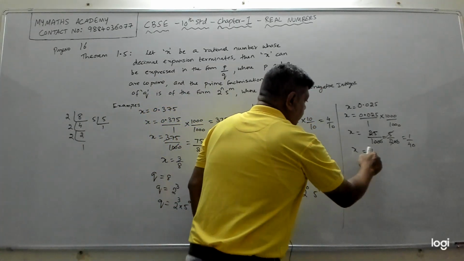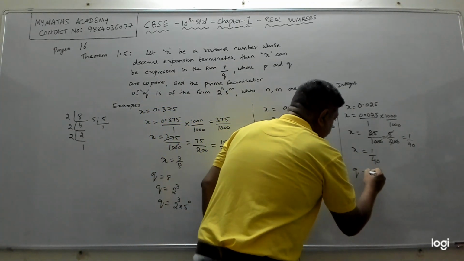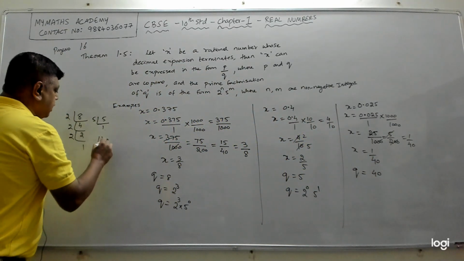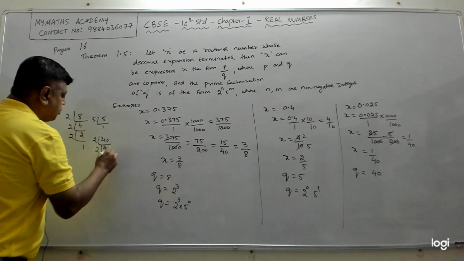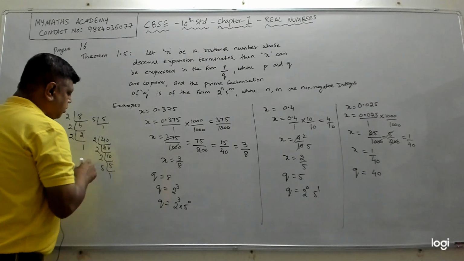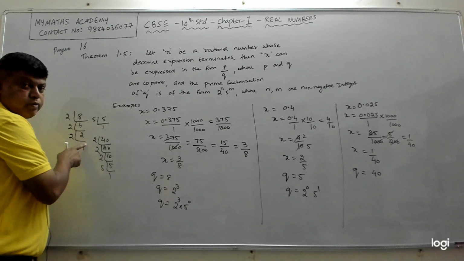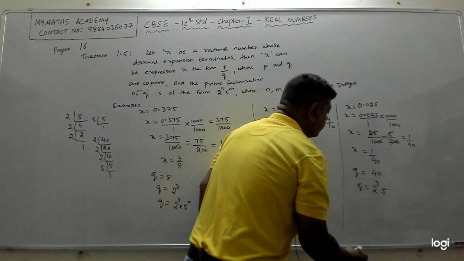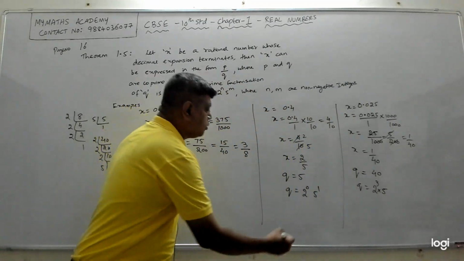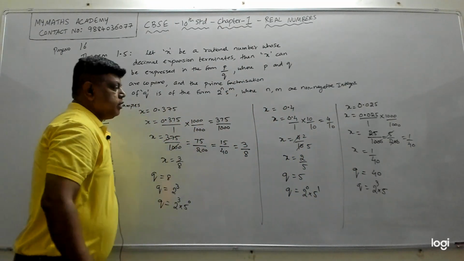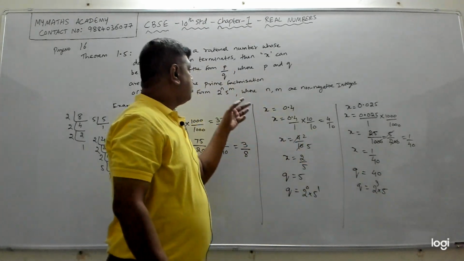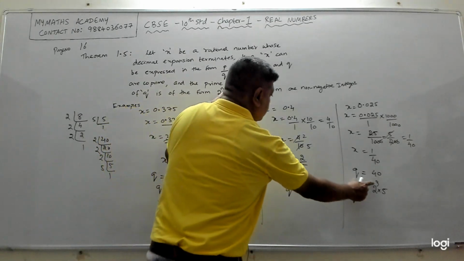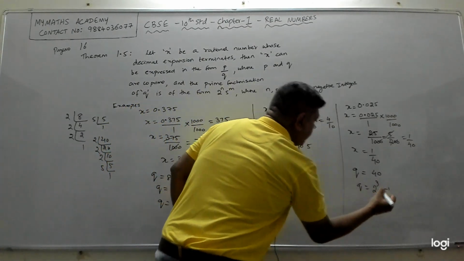Right, now we have got it in this form, 1 by 40. Now what is my q? Q is the denominator, which is 40. Now 40 can be written as what? We'll do the prime factorization for that. So 40 is 2 times 20, 2 times 10, 2 times 5, 5 times 1. So 2 into 2 into 2, 3 2s and 1 5. So 2 cube into 5. Now is this q in the form of 2 power n, 5 power m? Here your n is 3 and your m is 1. 5 means 5 power 1.